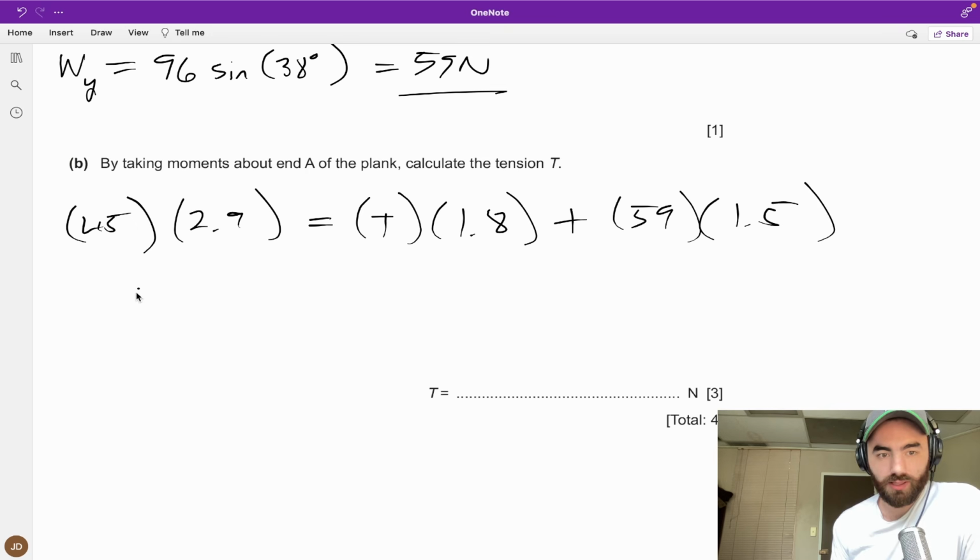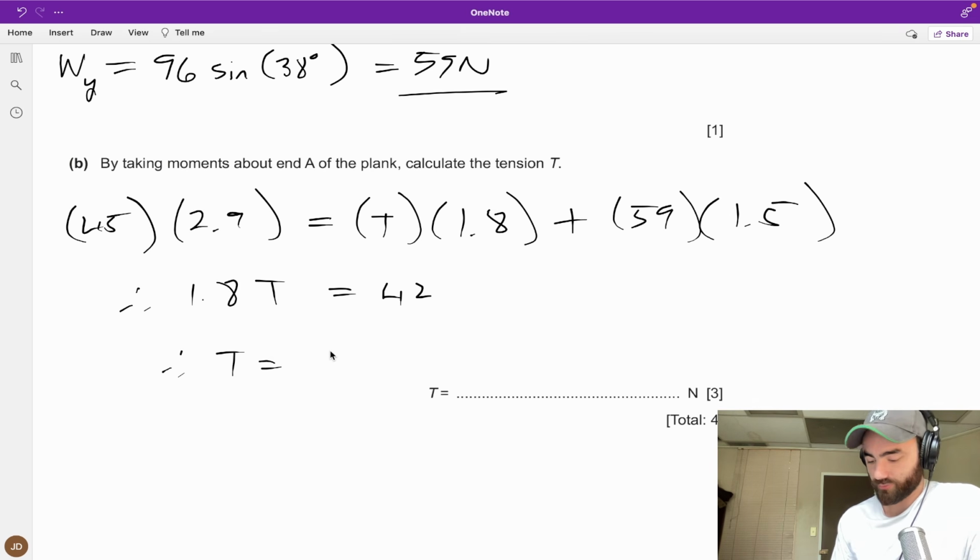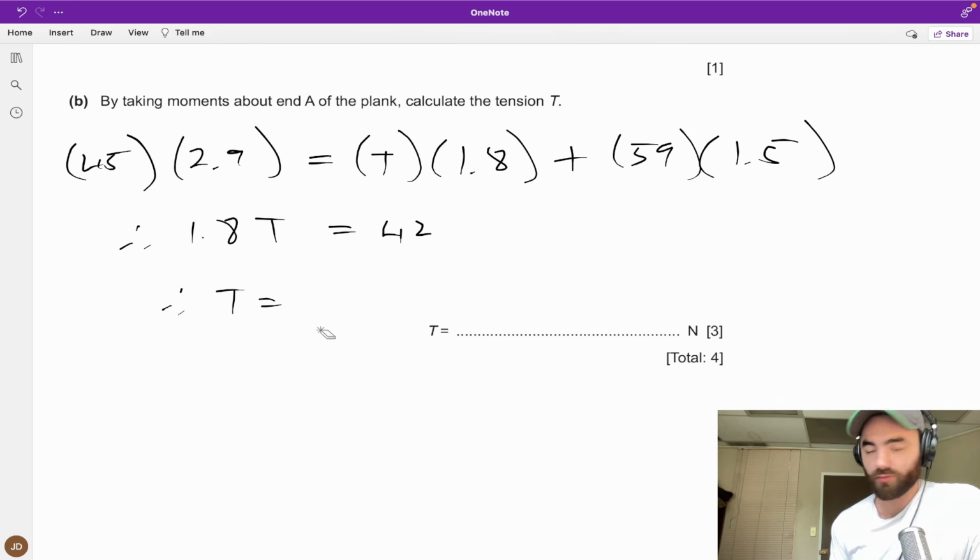So therefore we get 1.8 T equals 45 times 2.9 minus 59 times 1.5, which is 242. So therefore T equals 242 divided by 1.8, which is 23.3 newtons, so rounded to be 23.